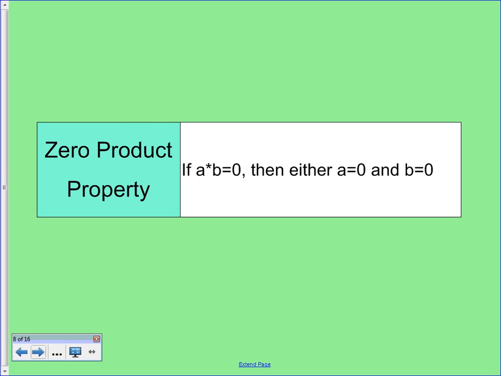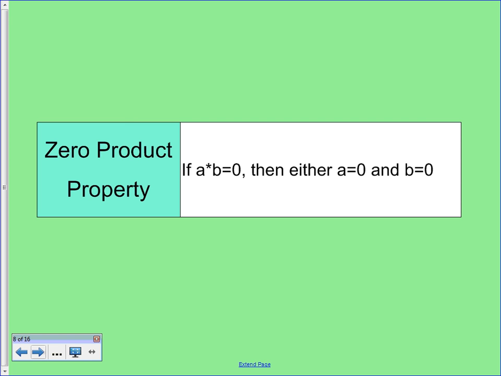Okay, so basically the premise behind it is that if A times B is equal to 0, then either A or B has to be equal to 0. This makes sense. In order to get something to multiply to 0, something has to be 0. So that's what we're saying. One of the two of them is going to be 0.